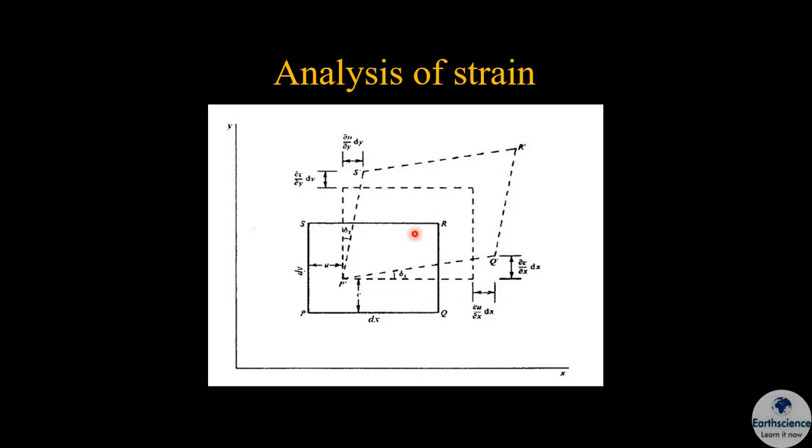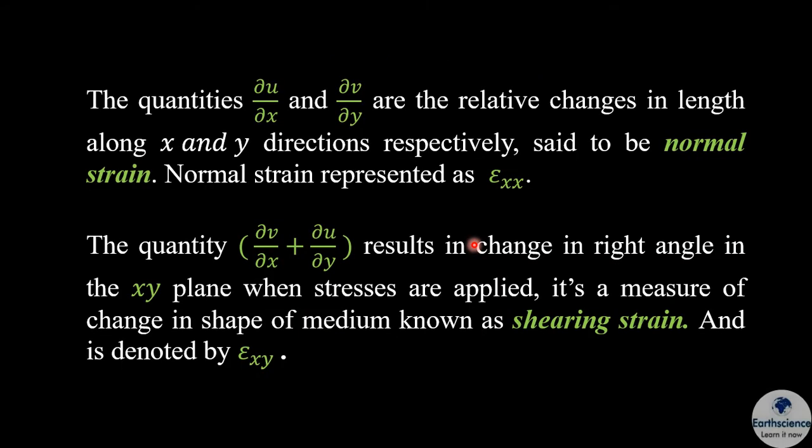And there is one more thing to be noticed here. When we consider the z-axis also, with these angles theta 1, theta 2, delta 1, delta 2, the quantity dv by dx minus du by dy, divided by 2, will explain how much rotation has taken place in that direction. If we apply the force in the x and y directions, that is nothing but rotation, but that is not a strain. All these things are explained here.